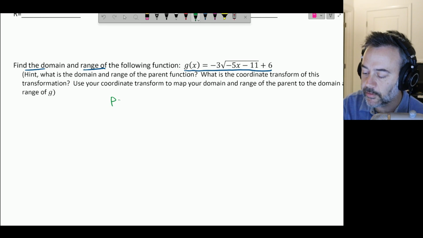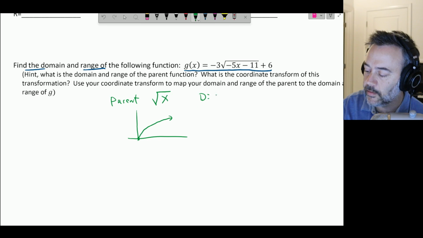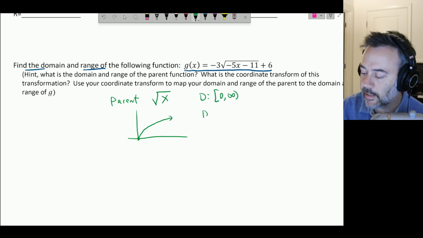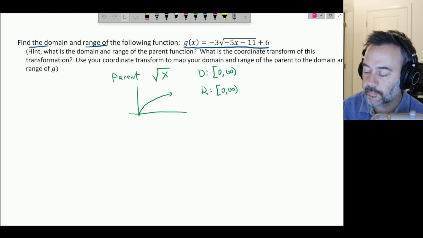The parent function is the square root of x. What's the domain of square root? The square root function looks like this. The domain is all positive and 0, so non-negative numbers. And the range is the same. Okay, so that's the parent. And now the transformations are the following.